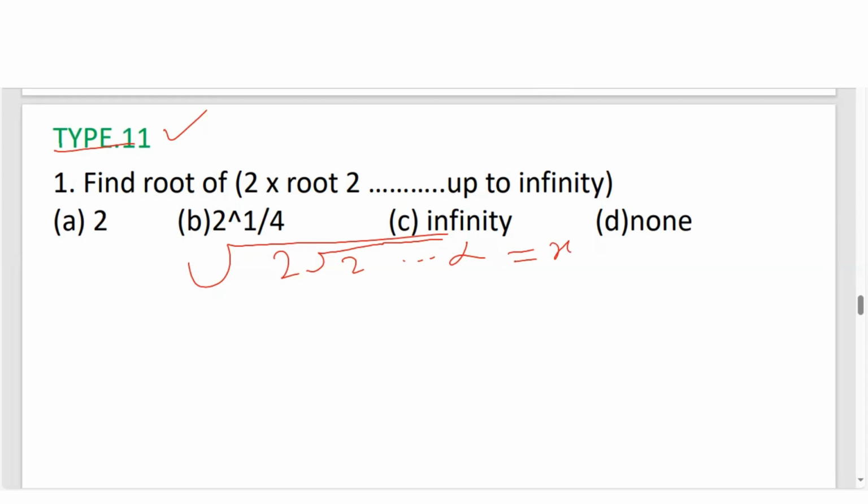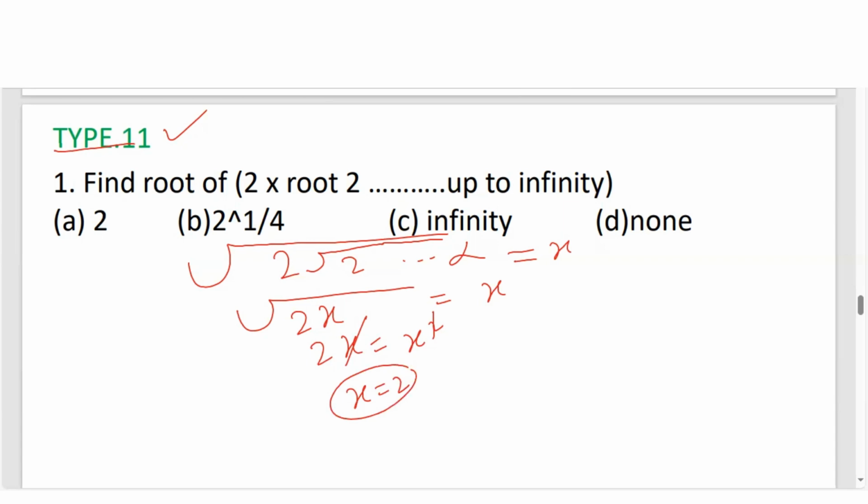Now you see the square root of 2 into root 2, going up to infinity. This whole thing equals, suppose, X. So we can write the square root of 2 times X, and this again equals X. So we can write 2x equals X, with a root on one side and no root on the other. For this type of question we square both sides. So we get 2x equals X square. This 1x and this 1x cancel out and we get X equals 2. So our right answer is 2.